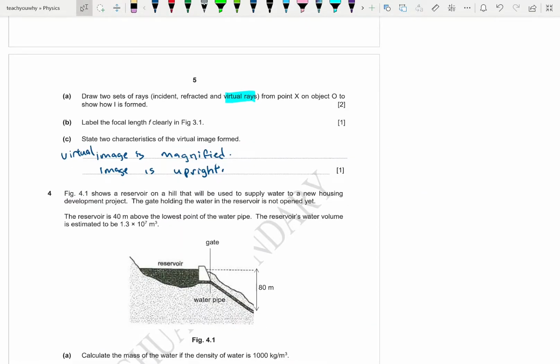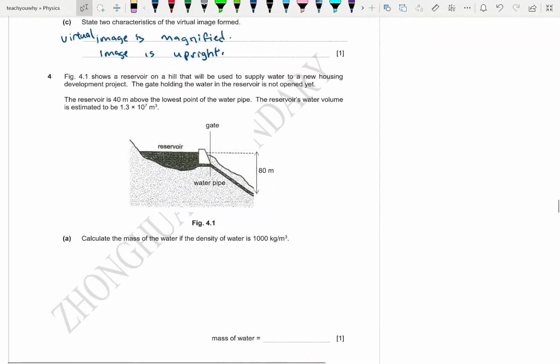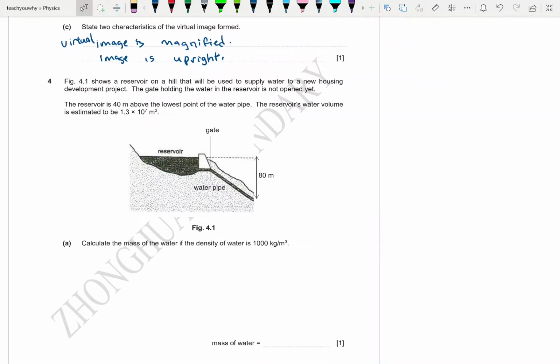Okay, question 4. Figure 4.1 shows a reservoir on a hill that is used to supply water to a new housing development. The gate holding the water is not open yet. The reservoir is 40 meters above the lowest point of the water pipe. The water volume is estimated to be 1.3 times 10 to the power 7 meter cube. Calculate the mass of the water if the density of water is 1000 kg per meter cube.